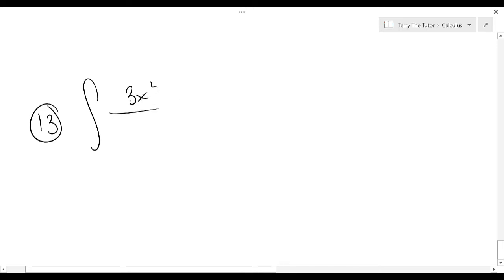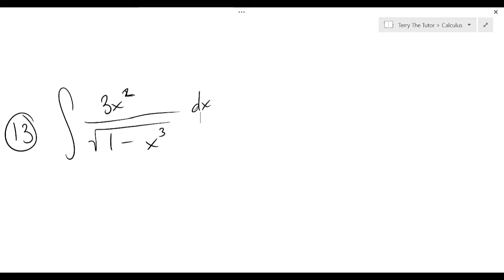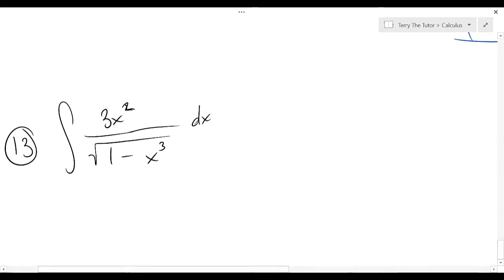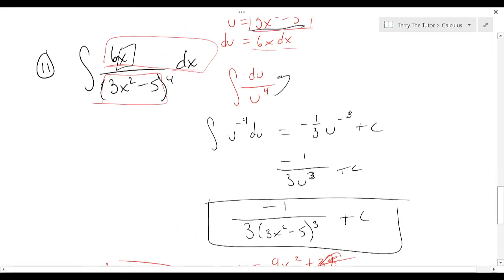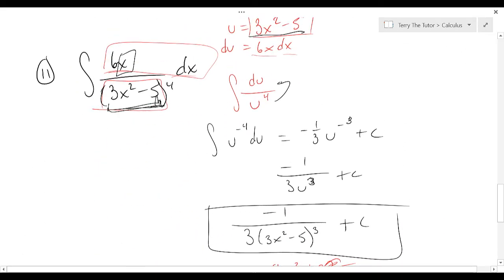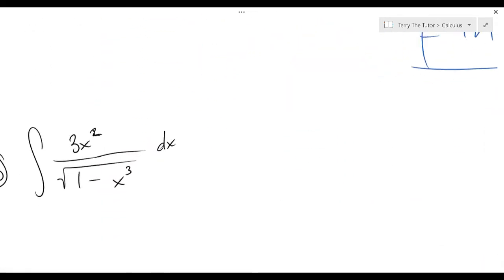Let's try 13. We've got the integral of 3x squared over the square root of 1 minus x to the third, dx, of course. It seems like it's a trend where we are picking the denominator to be our u. Well, let's see if it's still the case. Kind of like how in number 11 we did not include the power for our u, I'm not going to include the square root, because that's a power.